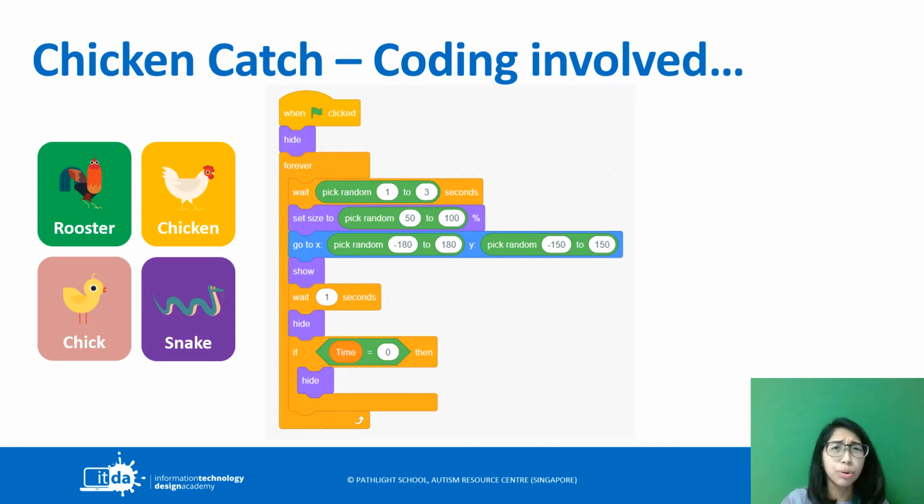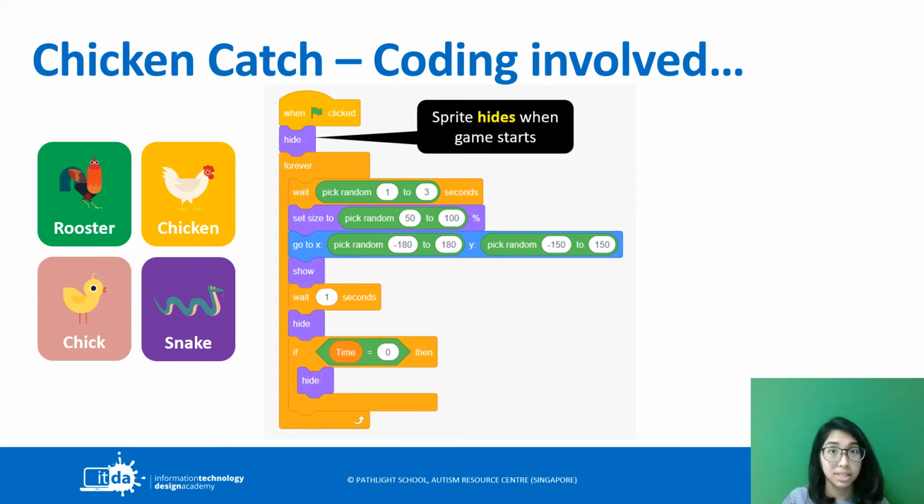Okay, today's game is pretty simple because all of your sprites have almost the same code. So let's understand this code very properly. When the green flag is clicked, when the game starts, all your sprites are going to hide themselves first. So the sprites will hide themselves when the game starts.